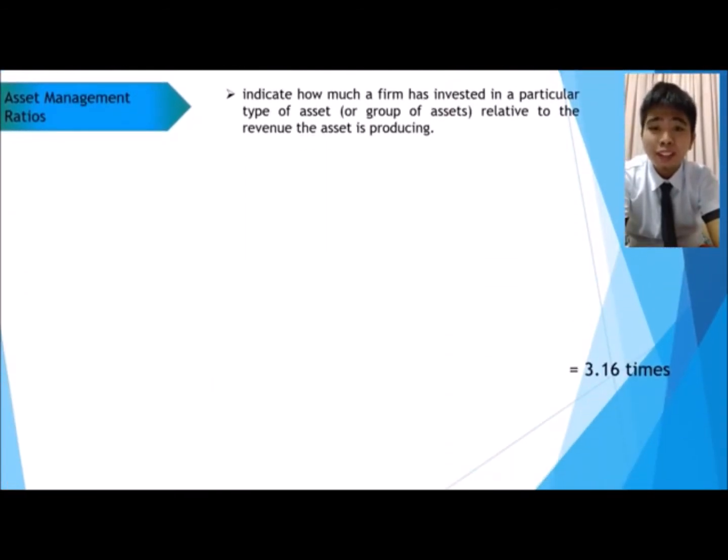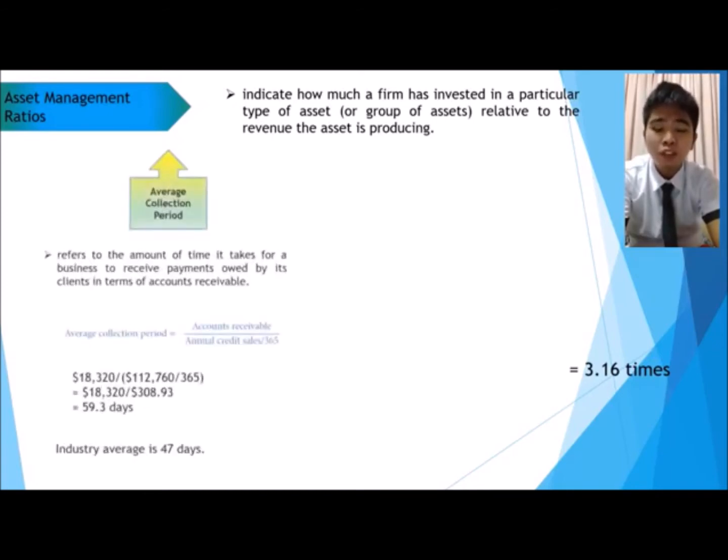Next, asset management ratios indicate how much a firm has invested in a particular type of asset or group of assets relative to the revenue the asset is producing. The asset management ratios determine how effective and efficient the company is in utilizing its assets to generate sales or revenues. Examples of asset management ratios.